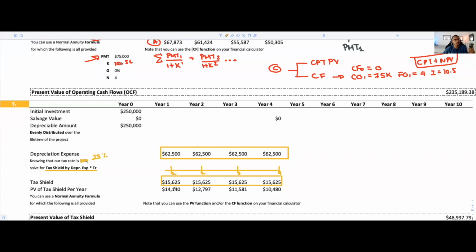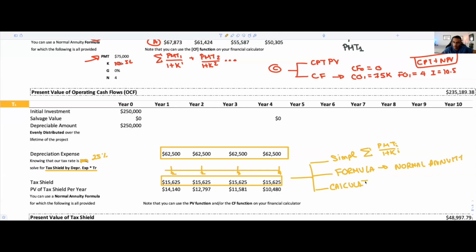Now, in order to do so, it's like what we discussed in the previous section for the OCFs. You could use a bunch of methods. You could use the simple discounting formula, which would be the sum of these individual payments over 1 plus k to the power of i. You could do that, or you could use the formula for a normal annuity. It's really up to you. They're both fine. Or you could use your calculator.